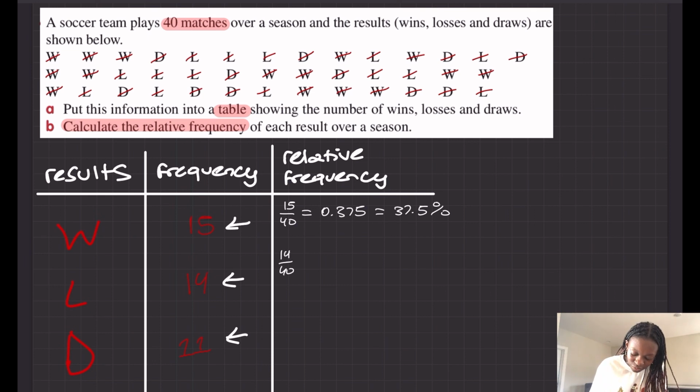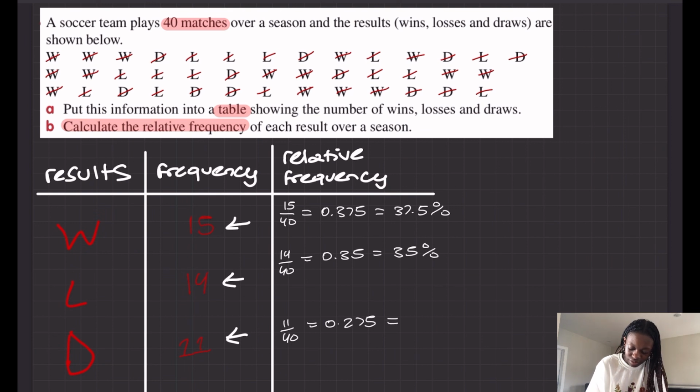For losses, I put 14 over 40. I put that into my calculator. Nice and easy, no rocket science there. I get 0.35 or 35%. For draws, I have 11 over 40. Put that in my calculator. I get 0.275. Put that as a percent, 27.5%.